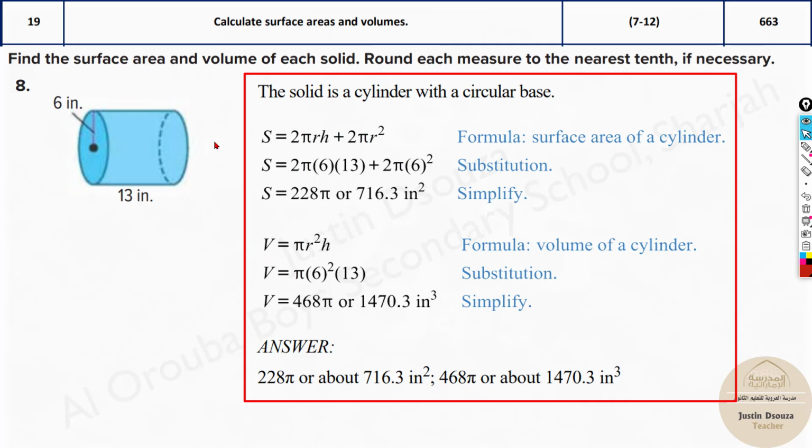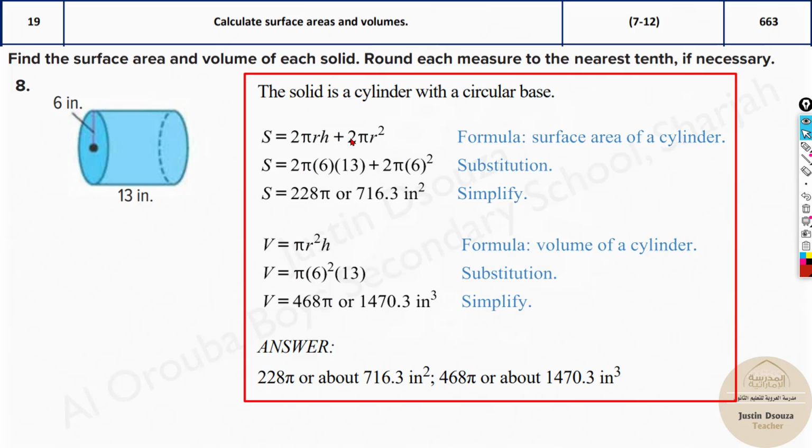And then the volume of a cylinder, you need to memorize this because it's important in the higher grades as well. It's pi r square h. So cylinder is something we might come across in the other grades as well. So just substitution, because they have given the radius, they have given the height. That's it. R and H is required.